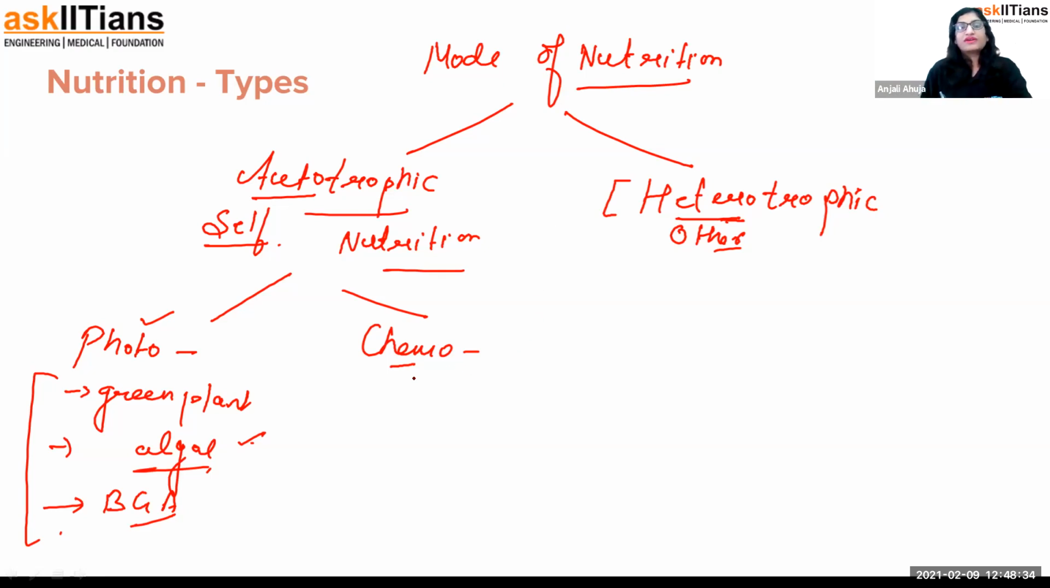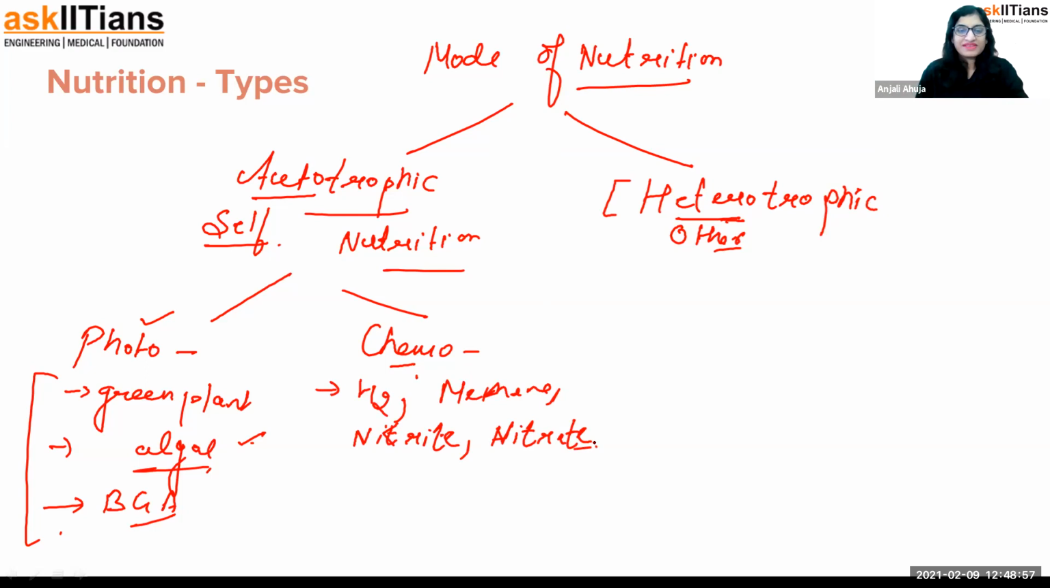Chemoautotrophic means when they are using chemicals. What chemicals can they use? They can use hydrogen gas. They can use methane. They can use nitrite, nitrate. So these are the chemicals they are using to prepare the food, just without sunlight. So, chemoautotrophs.